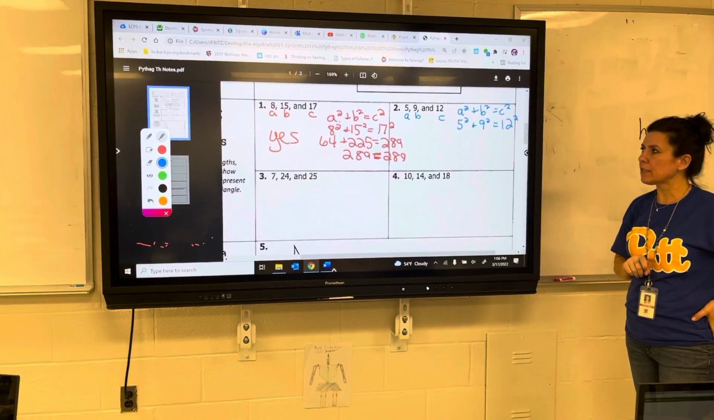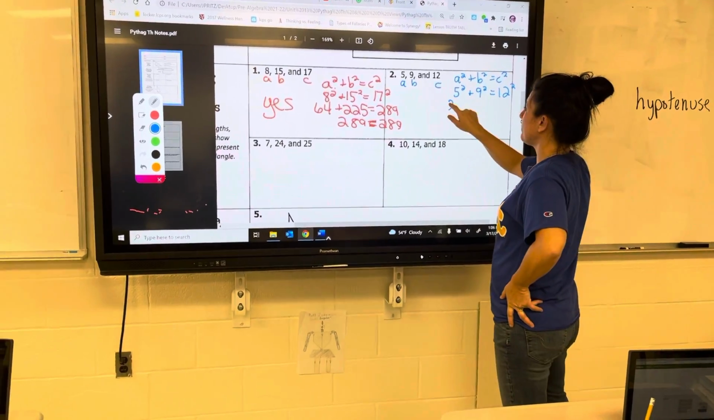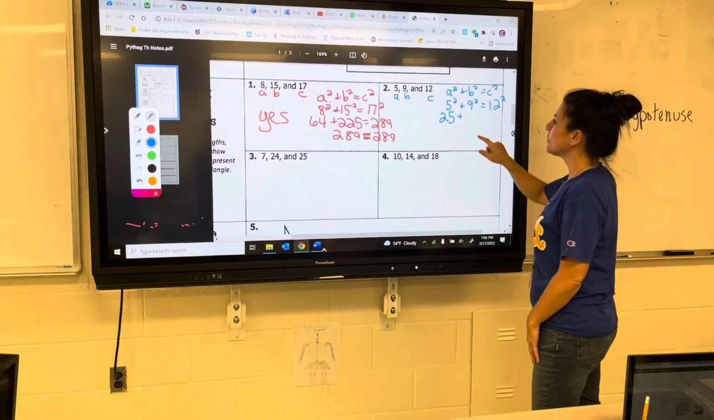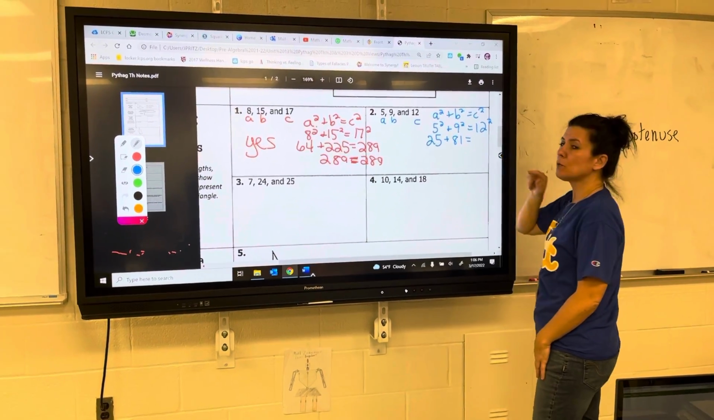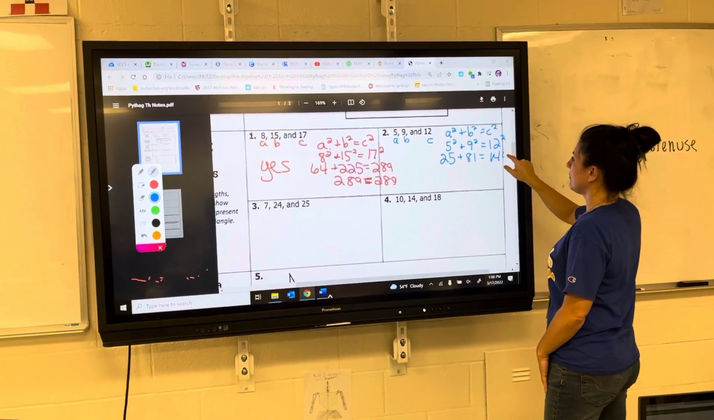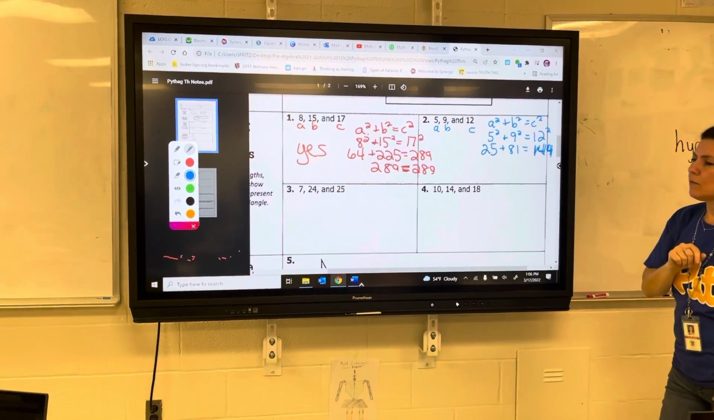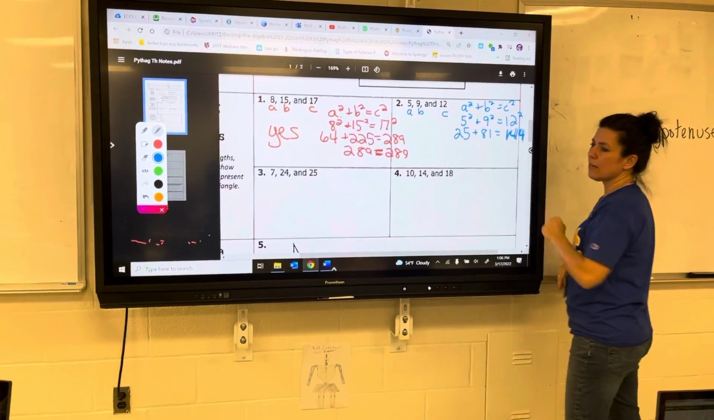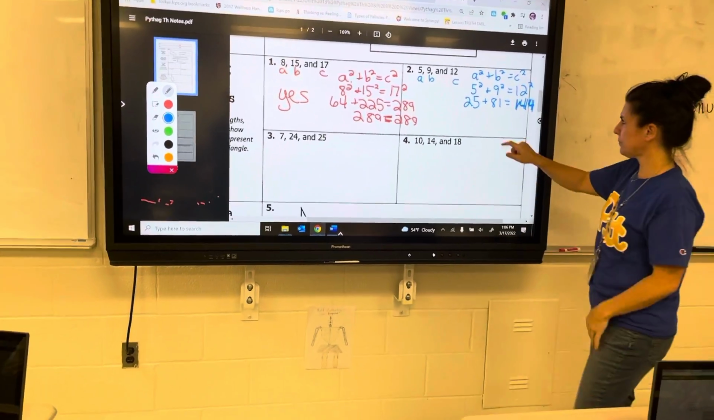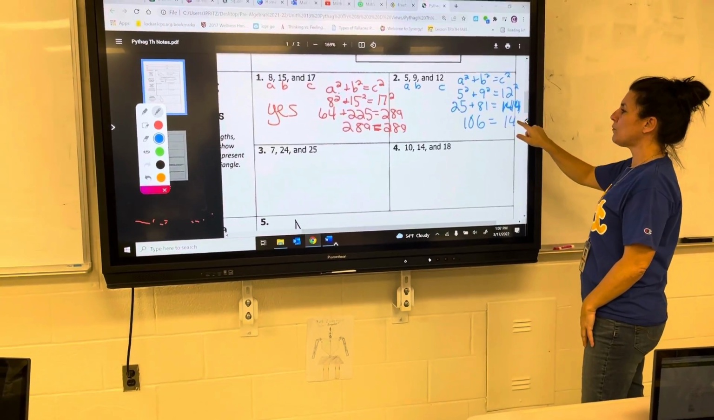Let's get rid of those exponents. What's 5 squared? 25. Good. Bring down the plus. What's 9 squared? 81. Good job. And 12 squared? 144. Good job. On the left, let's add 25 and 81. What do we get? 106. So the left side is 106. The right side is 144.